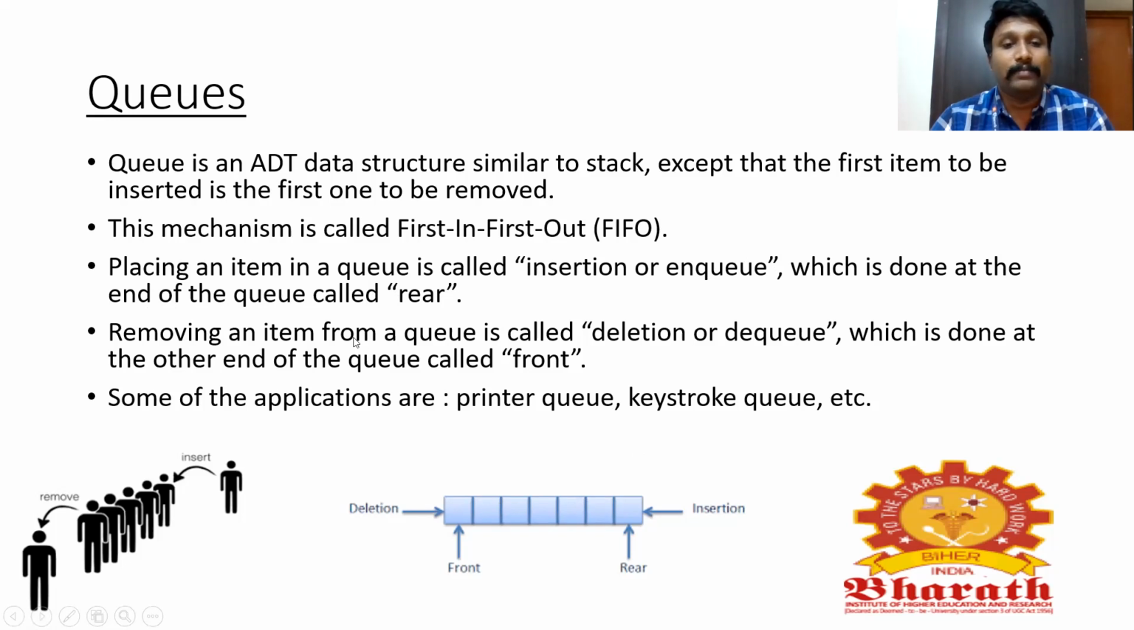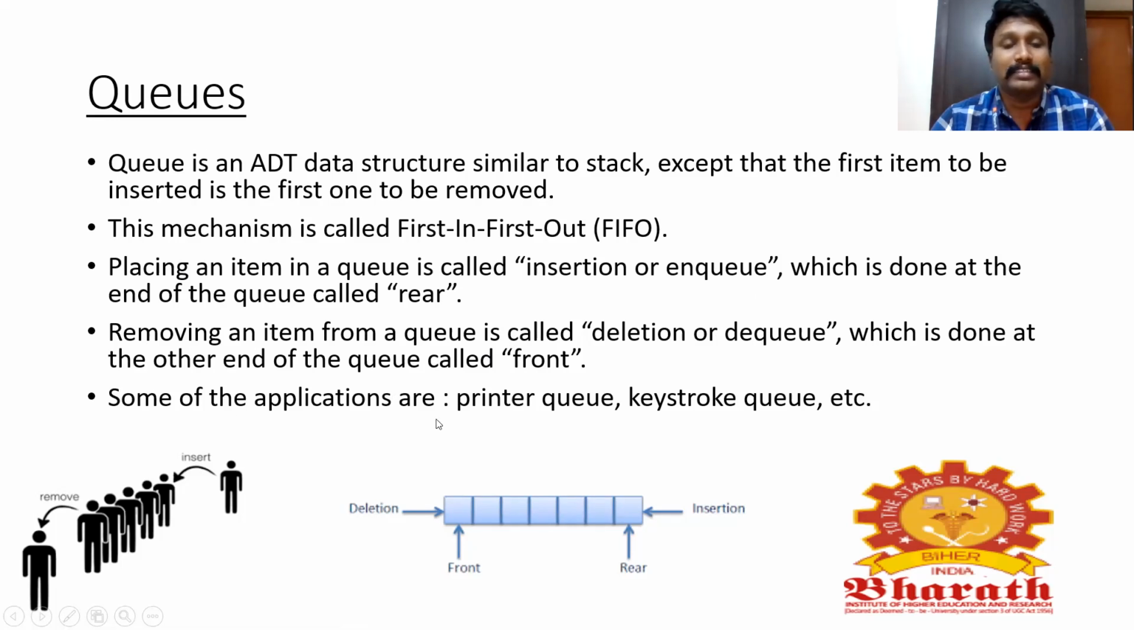And removing an item, taking an item from the queue, is called deletion or dequeuing. Only in a queue will you use dequeue and enqueue. Dequeue means deleting, which is done only at the front end of the queue. So insertion, that is enqueue, is done at the rear end, and removing an element, that is dequeuing, is done at the front of the queue. Rear end and front end of the queue.